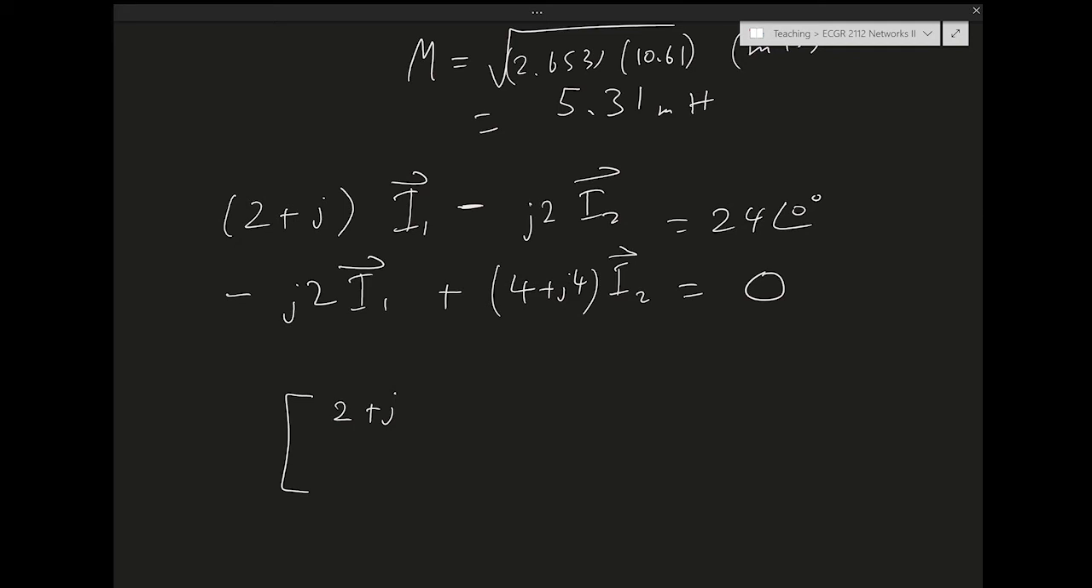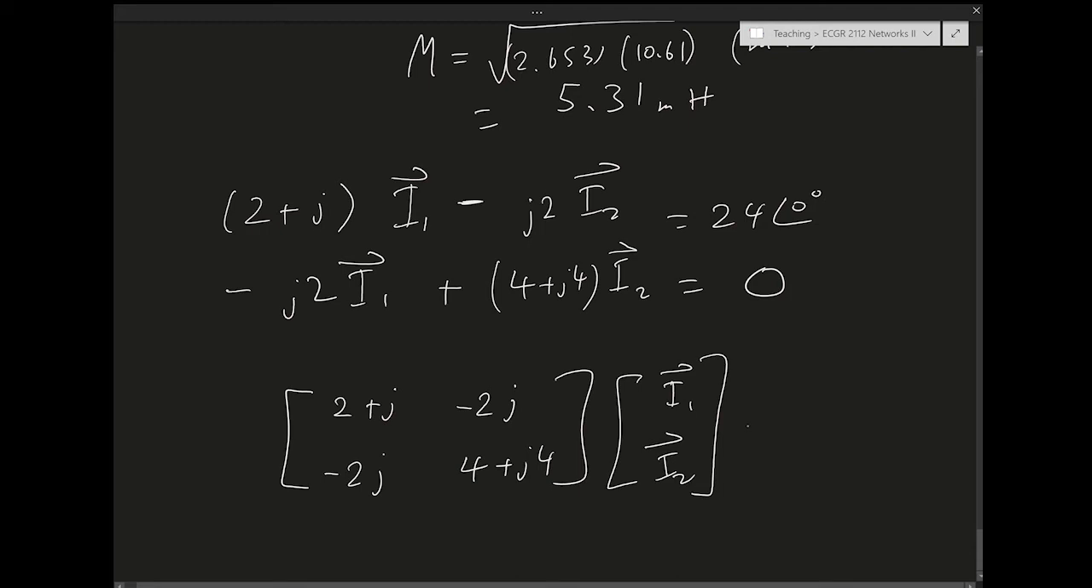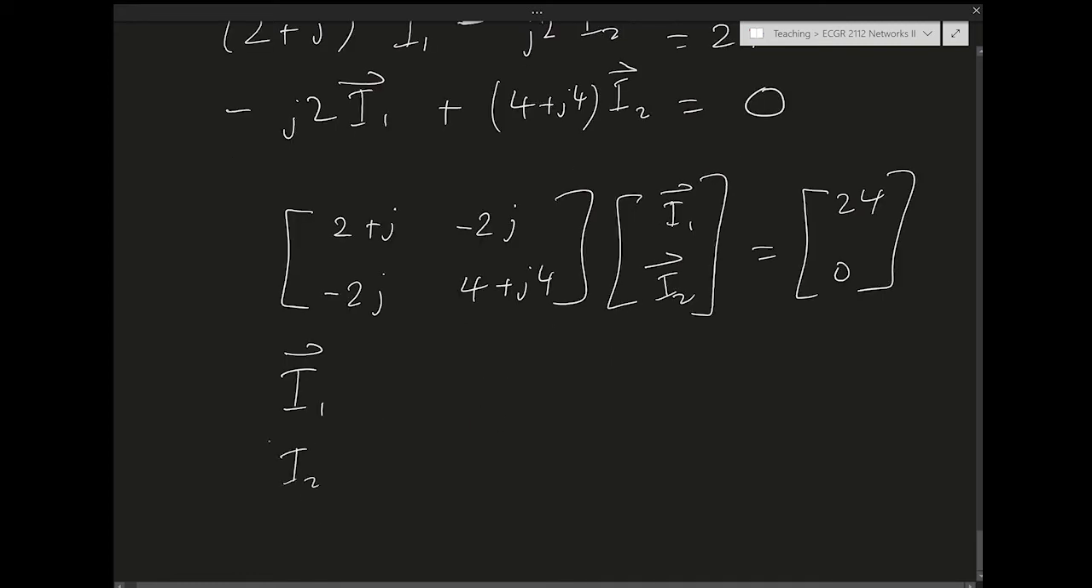Okay, so let me rewrite those equations as a matrix equation. So it's going to be 2 plus j, minus j2, and then minus j2, and then 4 plus j4. And then I have I1, I2 equals 24, 0. Okay. And now I can plug this in MATLAB and do the inverse and whatnot, and I solve for I1 and I2.